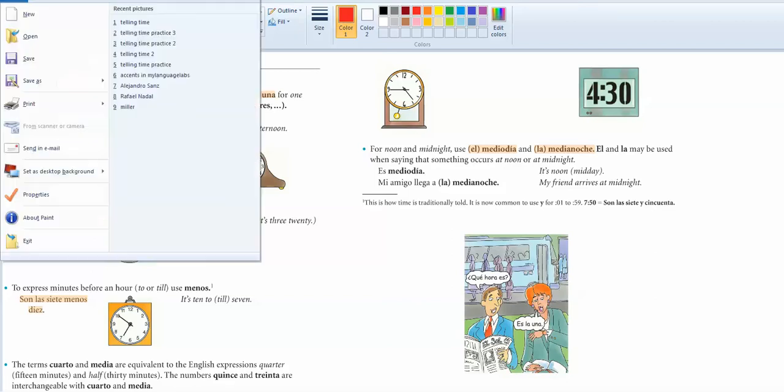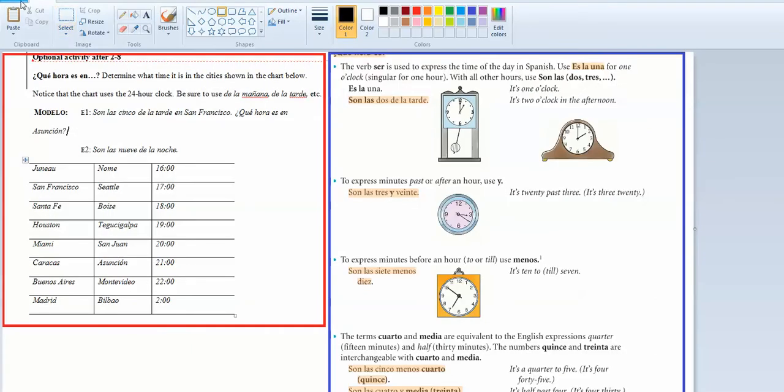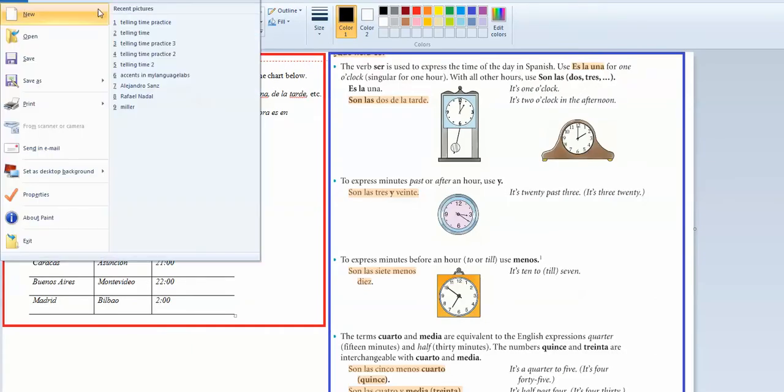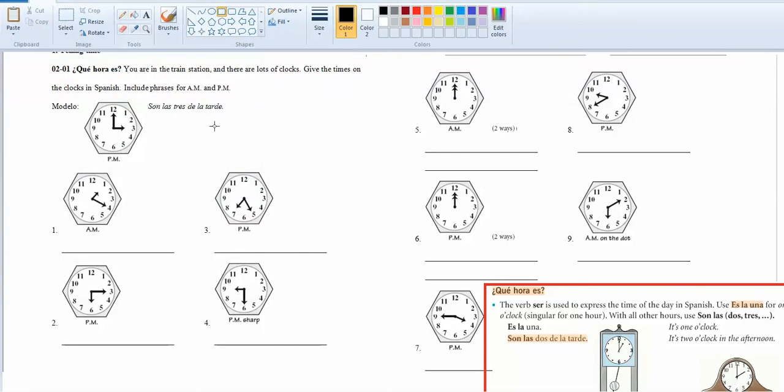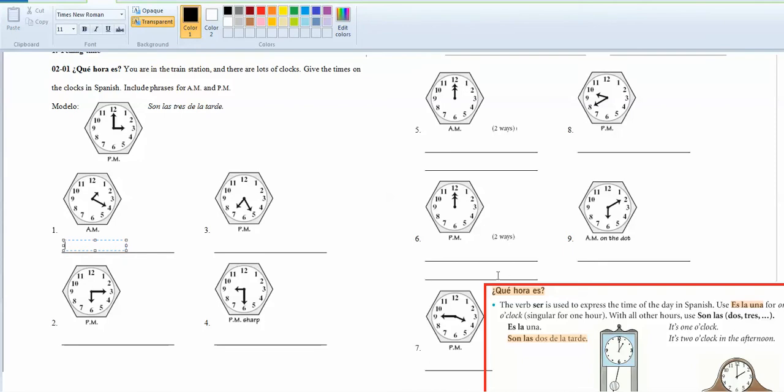Okay, so let's go to telling time practice. Actually, I think I want to do this one. Okay, so here you have clocks and you're supposed to tell what time it is. So if you look up here, it's 1:20. So what you would do is, you use es la if the time you're getting ready to say is 1, you use son las if you're getting ready to say any other time. Well, it's 1 o'clock, so I'm going to use es la.